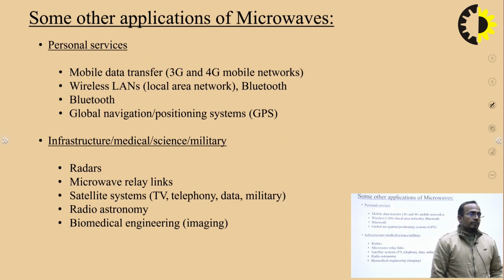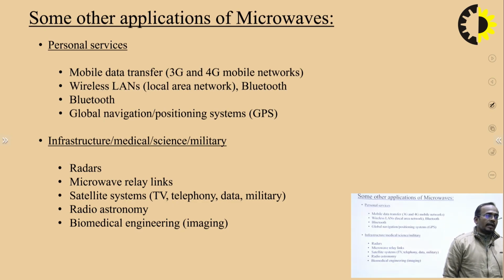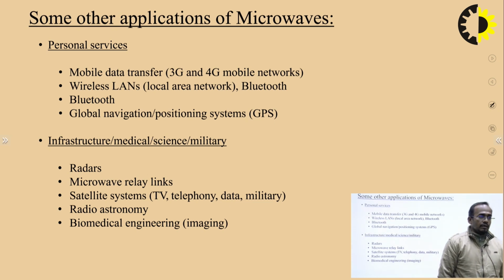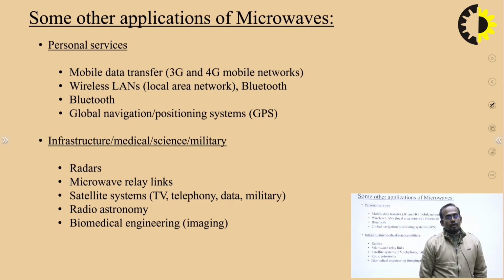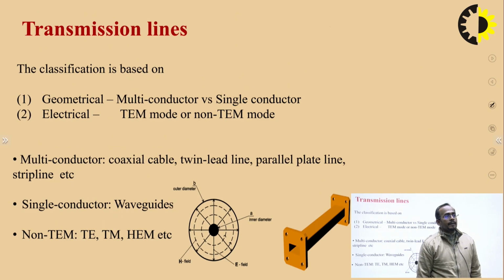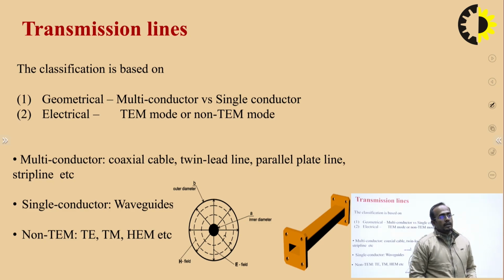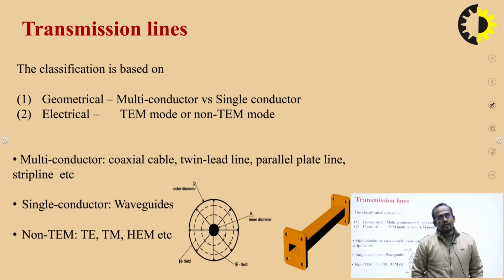Some other applications of microwaves are in personal services like mobile data transfer, wireless LANs, Bluetooth, global navigation and positioning systems. We can also use this in infrastructure, medical science, and military: radars, microwave relay links, satellite systems, radio astronomy and biomedical engineering. So I have discussed what microwave is, what the frequency ranges are, and why they are useful. Now I am coming to the transmission line.